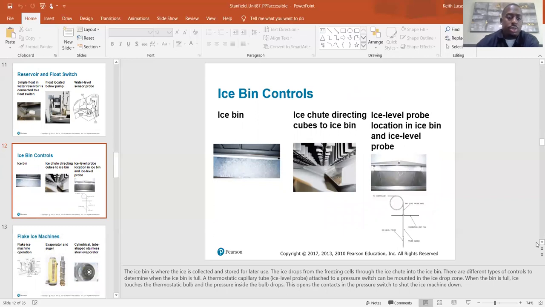Ice bin controls. The ice bin is where the ice is controlled and stored for later use. The ice drops from the freezing cells through the ice chute into the ice bin. There are different types of controls to determine when the ice bin is full. A thermostatic capillary tube or ice level probe attached to a pressure switch can be mounted in the ice drop zone. When the bin is full, ice touches the thermostatic bulb and the pressure inside the bulb drops. This opens the contacts in the pressure switch to shut off the ice machine.